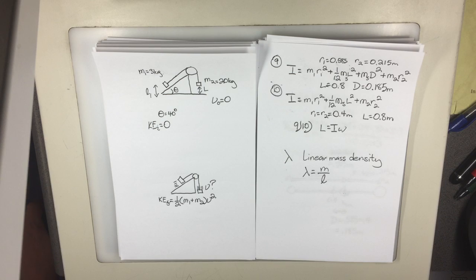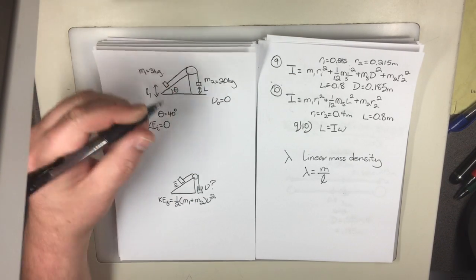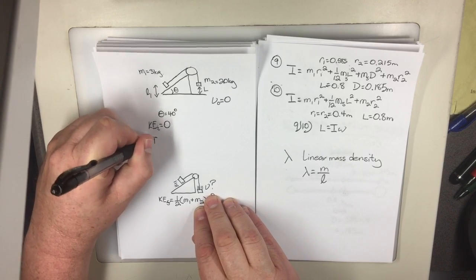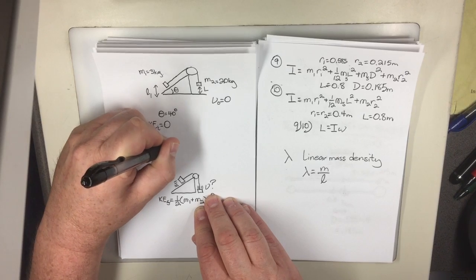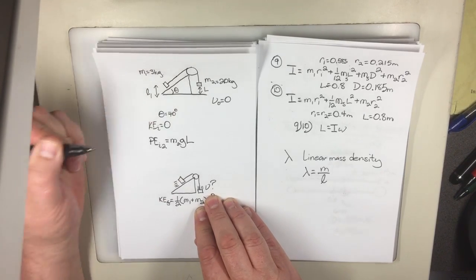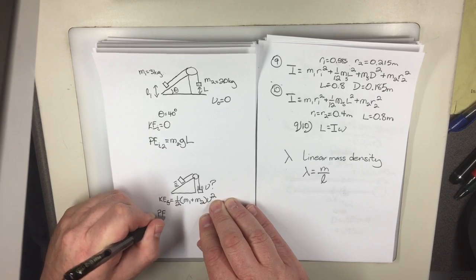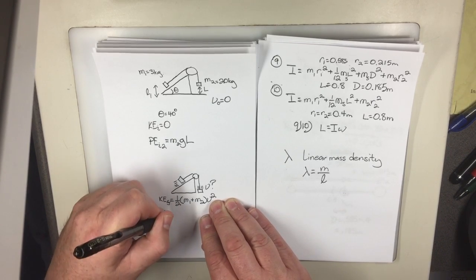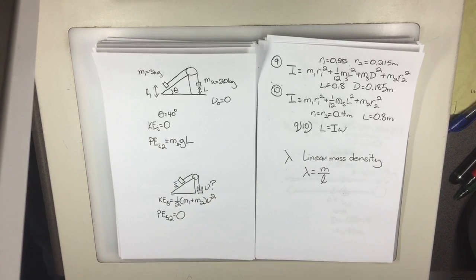Now comes the real tricky question. This one falls a length L, so the potential energy initially for 2 is m2gL. The final potential energy for 2 is 0 because it's resting at the bottom. There's no more change.